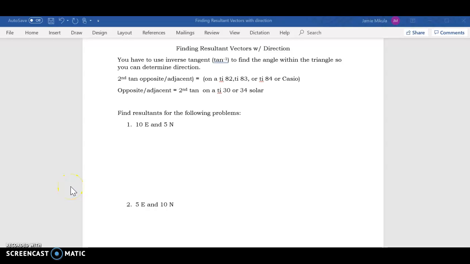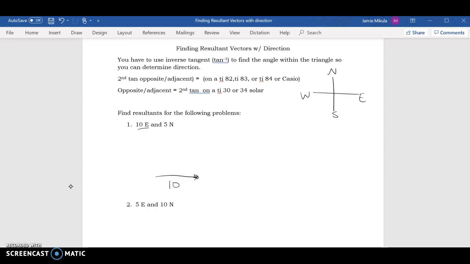Okay, so this is the assignment called Finding Resultant Vectors with Direction. With each of these, remember, I'm going to draw each right triangle and then solve for the resultant vector with the direction included. Okay, so remember that you have your cardinal directions, north, south, east, and west. So the first one, we go 10 east.